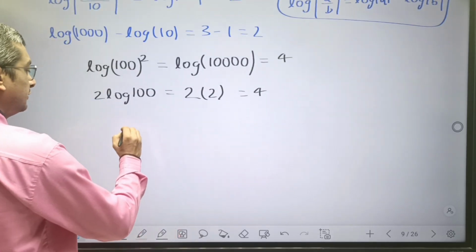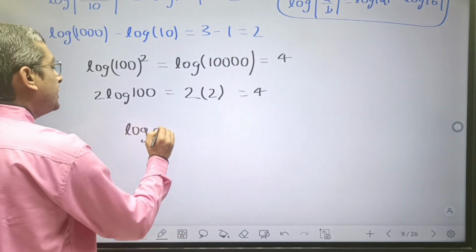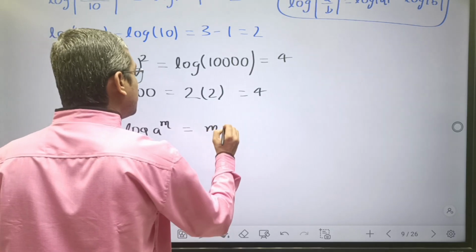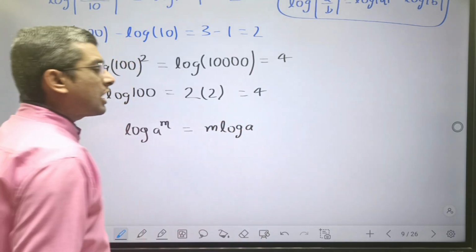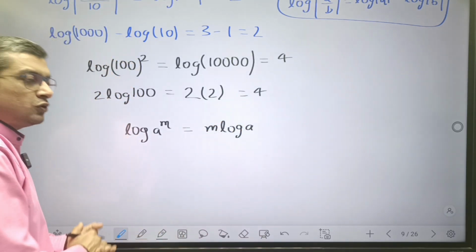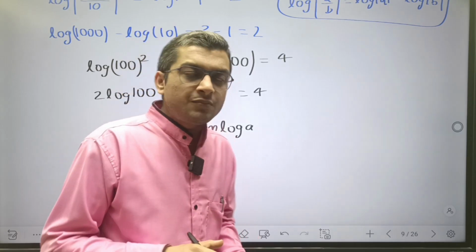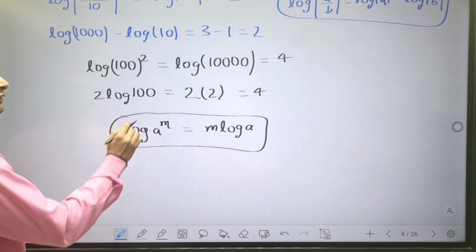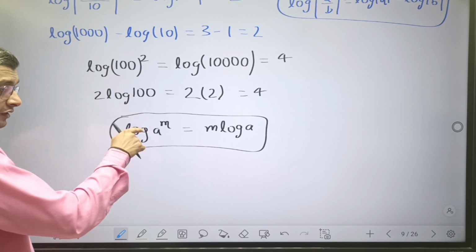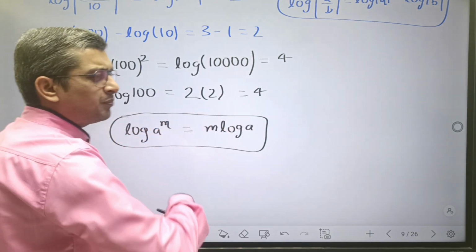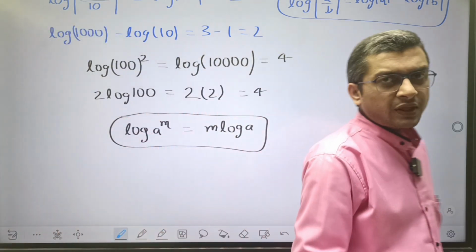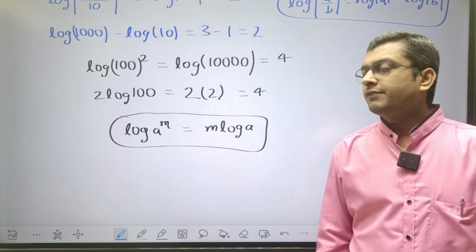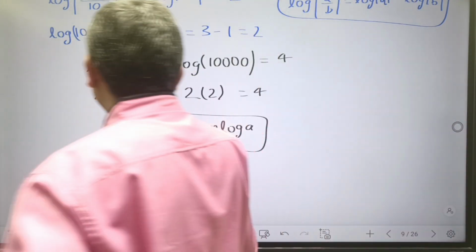So the identity is log A to the power m is m log A. I am trying to make you understand every identity by taking individual examples. So this is identity number 3. Whatever power you put in this expression, put that power before the logarithm as a coefficient and find the value of log A, isn't it?